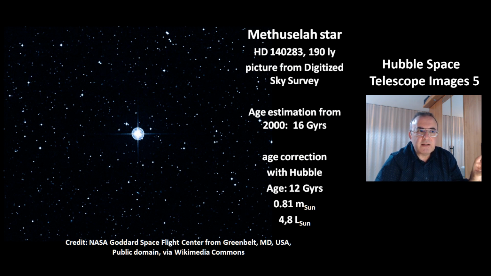This old star has just 81% of the Sun's mass, but 4.8 times the Sun's luminosity. So aging stars over time get hotter and hotter, and the luminosity increases.